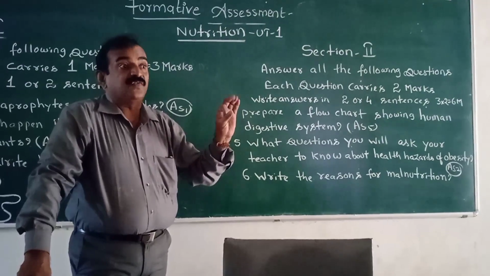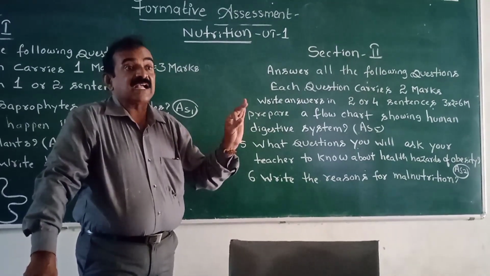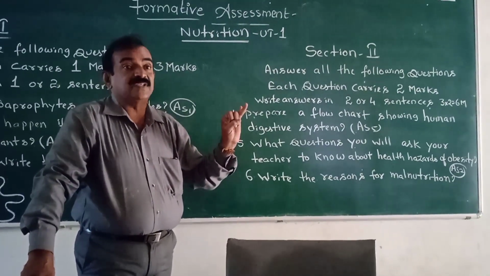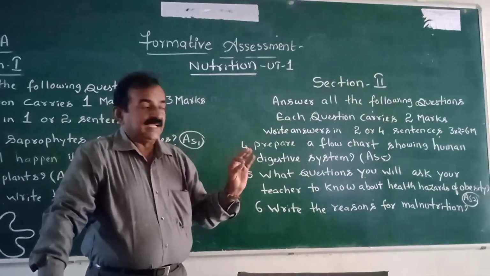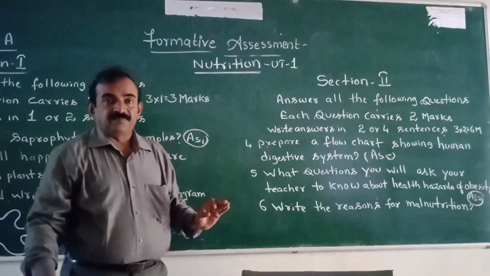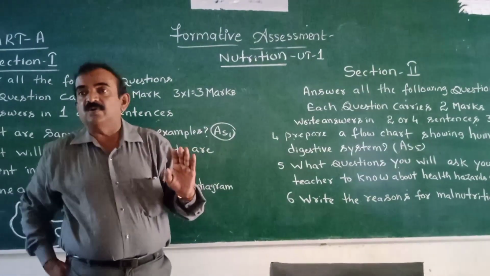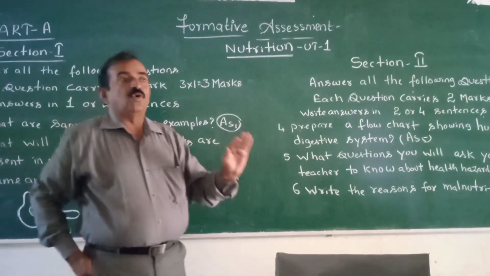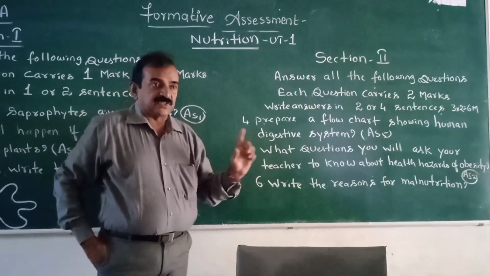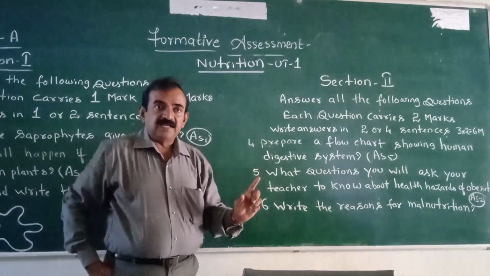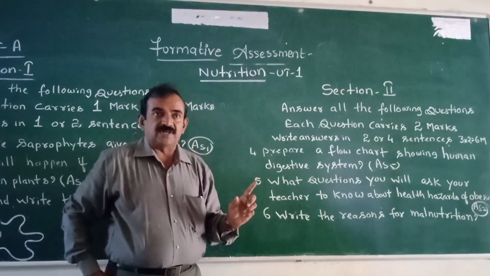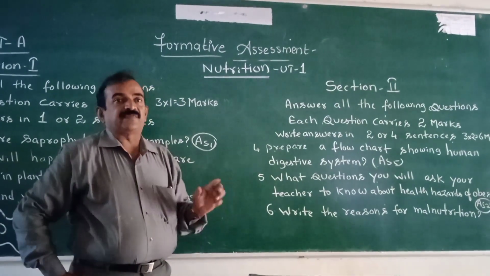Underline it. Willful starvation, lack of awareness of nutrition qualities of food, and socio-economic factors. These are the reasons for malnutrition. What are the reasons for malnutrition? There are 4 reasons for malnutrition. The first one is willful starvation, then poor health, lack of awareness of nutrition qualities of food, and socio-economic factors.